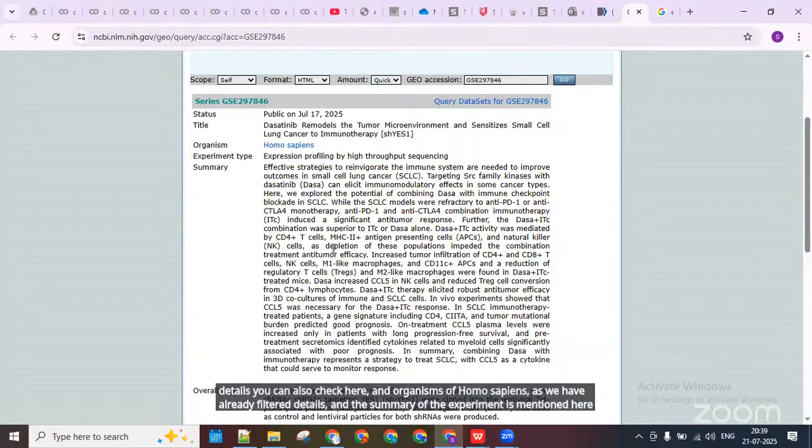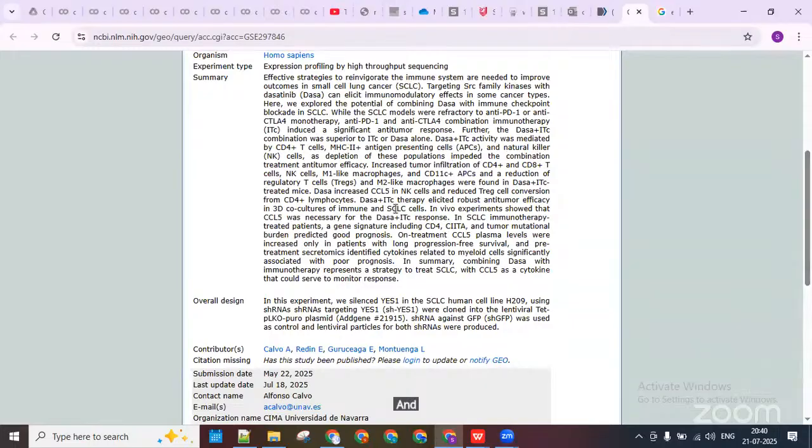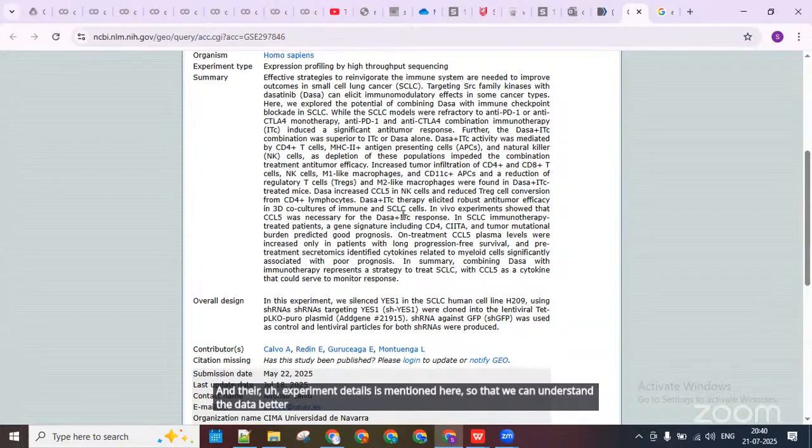This data is submitted by the wet lab scientists, and their experiment details are mentioned here so that we can understand the data better, from where it is coming, and what experiments have been done on it. Accordingly, we can select this type of data. The overall design is also mentioned.